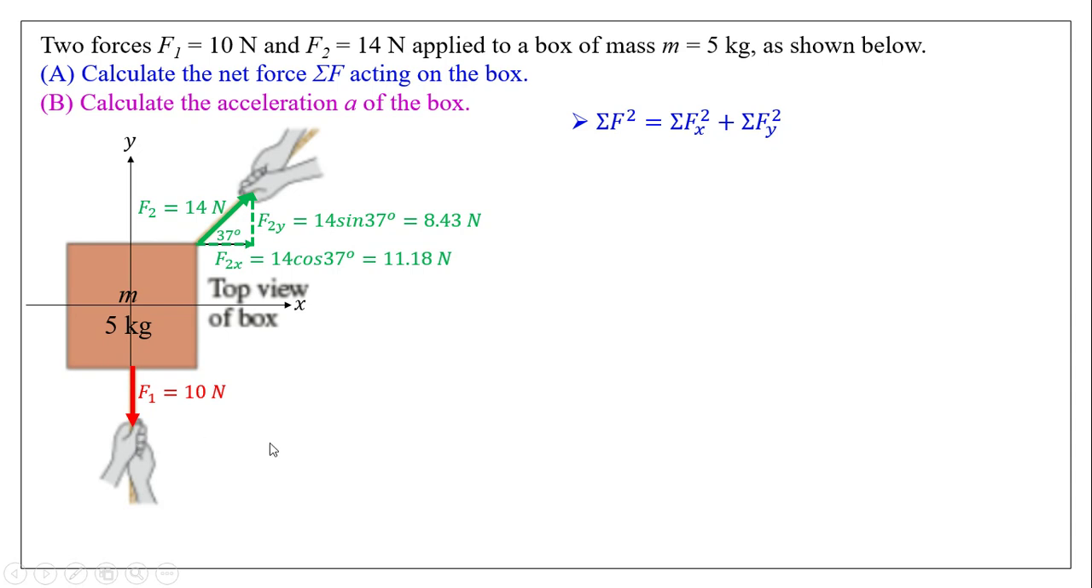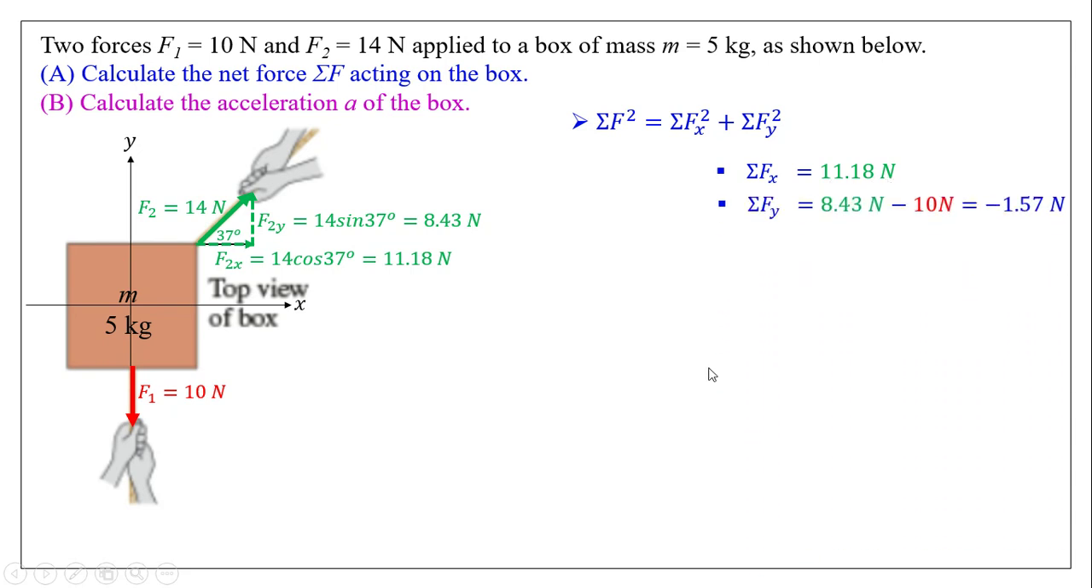in the y direction. So if we look at the information for the x direction, I only see one vector. In this case, it is F2x. That's pointing right. I don't see any other arrows pointing left. Okay, so the net force in the x direction is pretty straightforward for this one. It is simply one arrow, and that one arrow is F2x pointing right. Therefore, the net force in the x direction is simply 11.18 newtons.